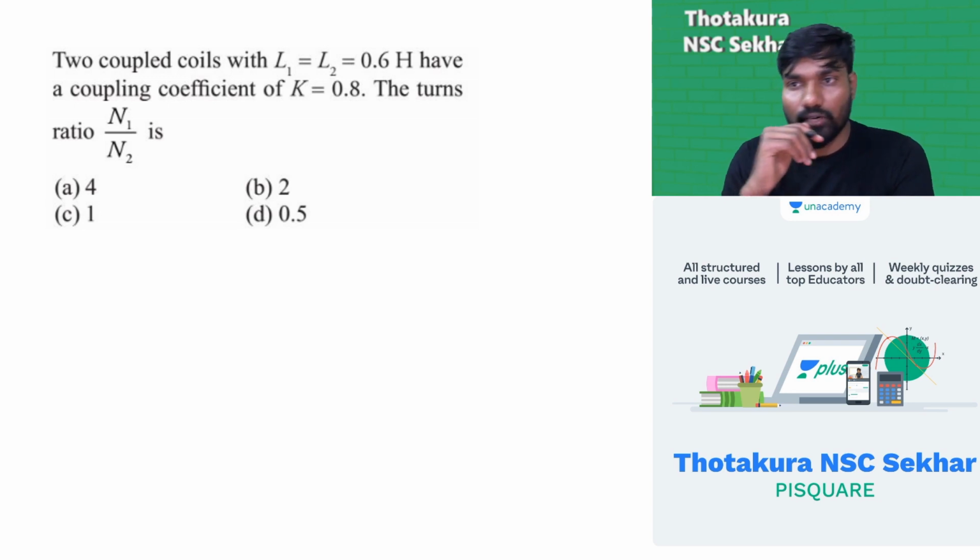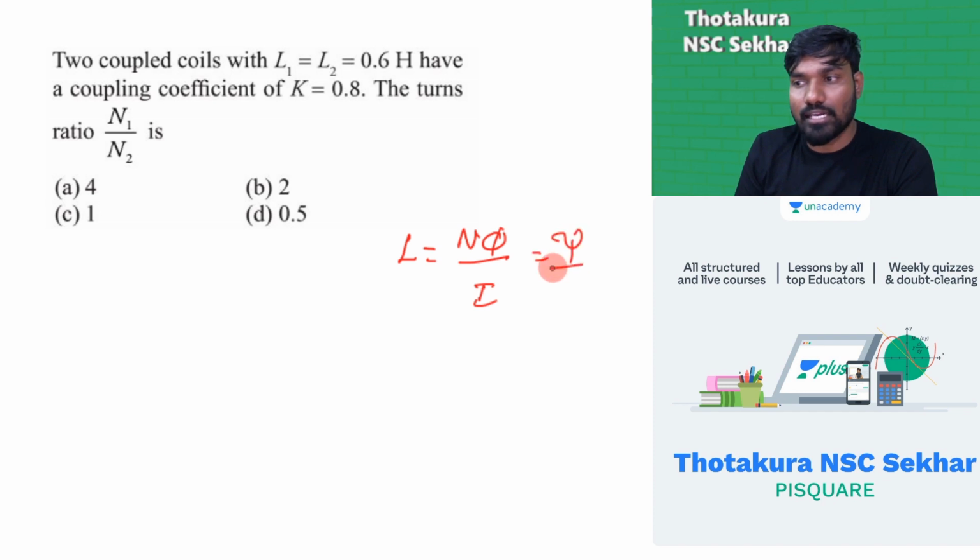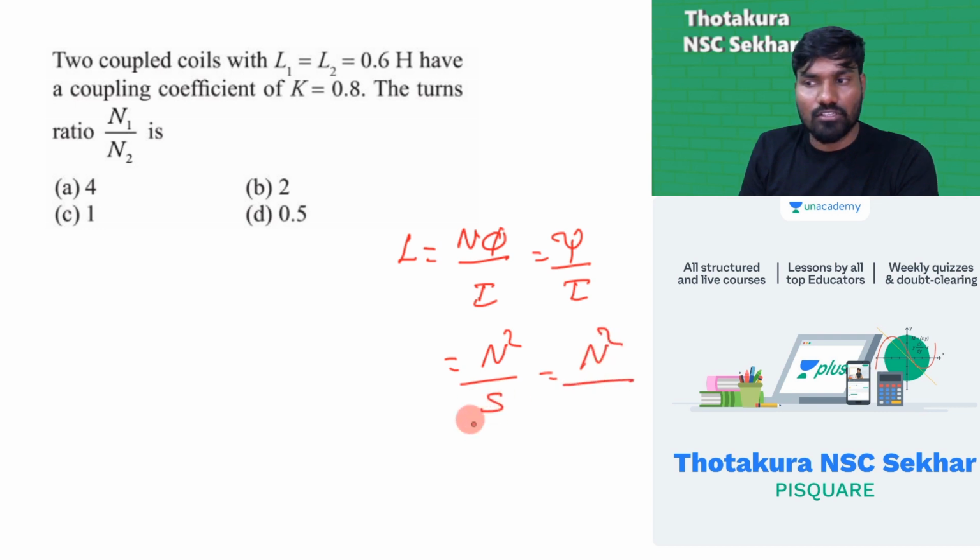Here, one point you should recall from the basics of magnetic circuit: the inductance L formula. There are different formulas for inductance L. I'll list out all the formulas. N phi by I, where N phi means psi by I. Or you replace phi with MMF by reluctance, then if you simplify it, you will get N square by S, where S is reluctance. Or apply the formula of reluctance, L by mu A. Mu A will go up, and here we will have L.